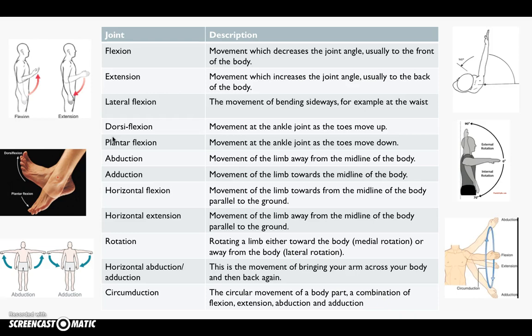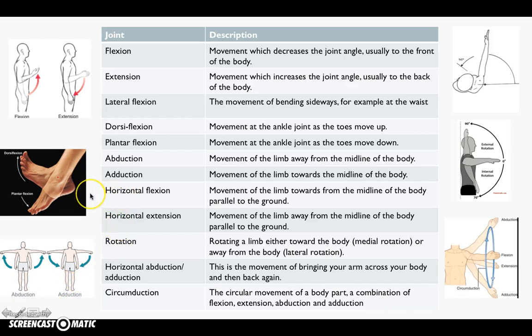Abduction, movement of the limb away from the midline of the body. So abduction, like abducting something, you're taking it away. Okay. Adduction, movement of the limb towards the midline of the body. Now, down here is abduction, adduction. So for abduction of the shoulder, you're taking the arms away. Adduction at the shoulder, you're bringing your arms back towards the midline. And that's the same with the hip. So for abduction, you'll take your leg away from the midline. And for adduction, you bring your leg back to the midline.